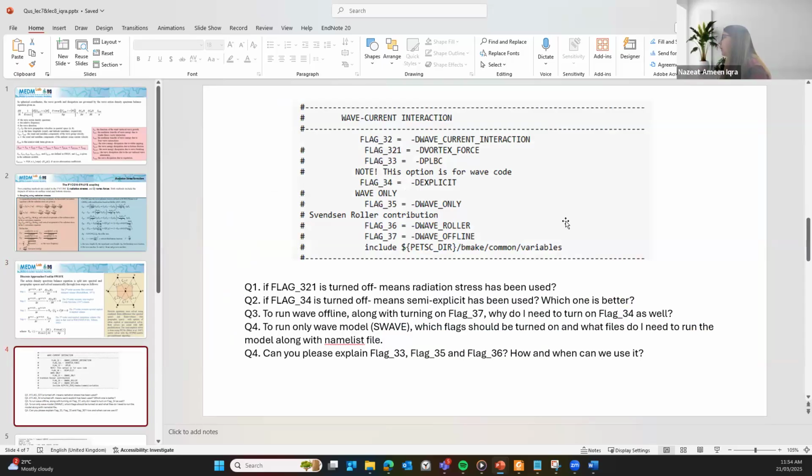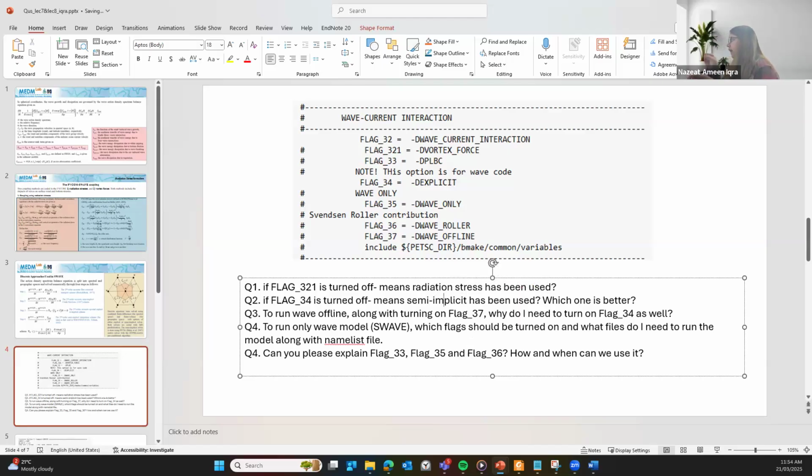First, as there are two types of stress, if I turn off the vortex force, does that mean the radiation stress is calculated by default? Similarly, if I turn off flag 34, does that mean the explicit solver has been applied? Between the explicit and semi-implicit solver, which one is better?